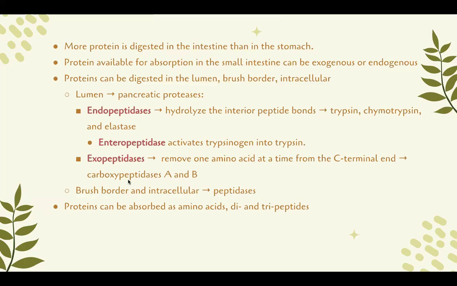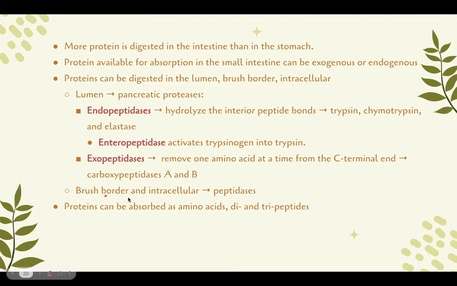We also have proteins from the shed cells. Remember how we talked about the turnover of the epithelium. So shedding these cells releases all these proteins with them, and we need to reabsorb those back, okay? Like reabsorb the proteins so that we can use them again. Okay, now proteins can be digested in the lumen, at the brush border, or inside the enterocytes, okay?